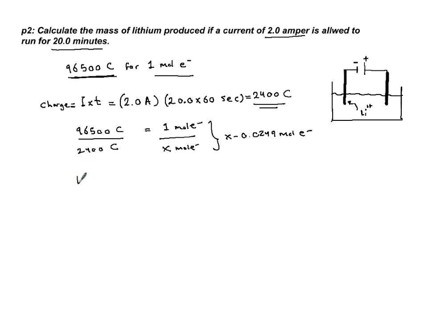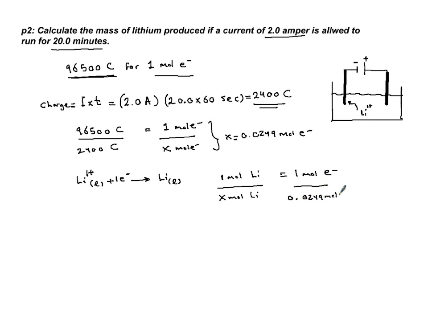Now remember, lithium is 1+, so it only requires 1 mole of electron to produce 1 mole of lithium. So we are going to use this quantity and see how many moles of lithium we produce, which is obvious. But every mole of lithium requires 1 mole of electron. So if I want to know how many moles of lithium I produce for 0.0249 moles of electron, it's cross multiply. We are almost there. Moles of lithium.